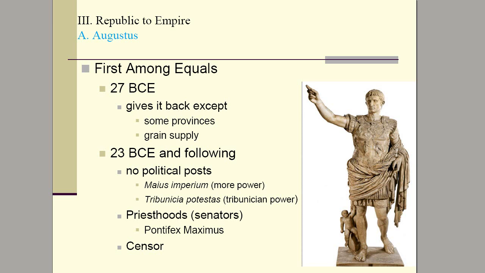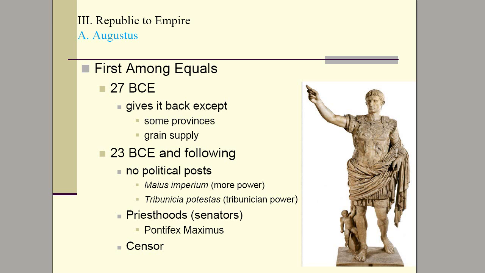So Octavian says, okay, I won't leave you entirely. Let me give you back some provinces. I'll just take charge of the provinces that are the most troublesome, in other words, the provinces that have the army in them.